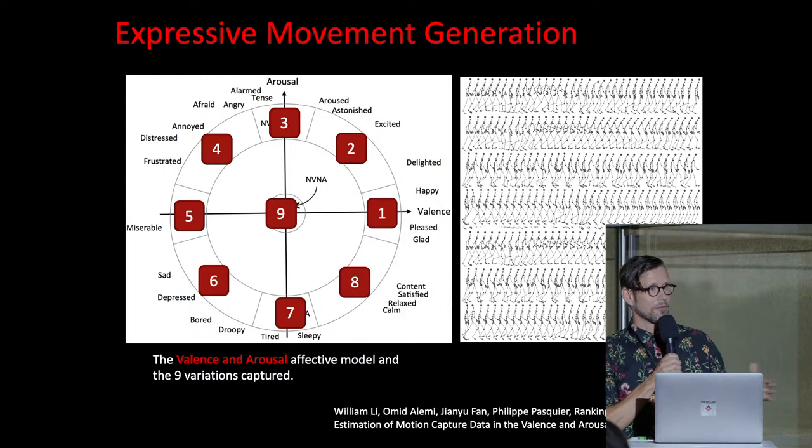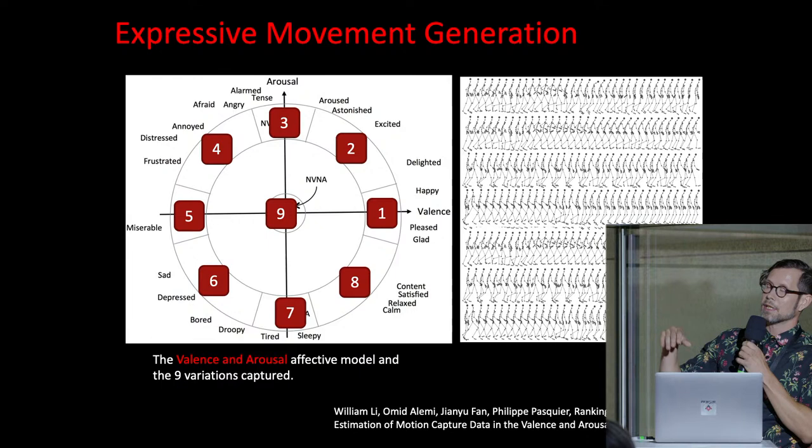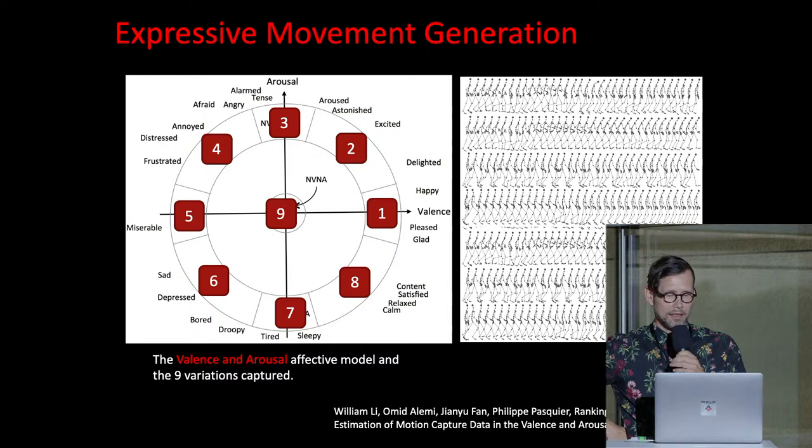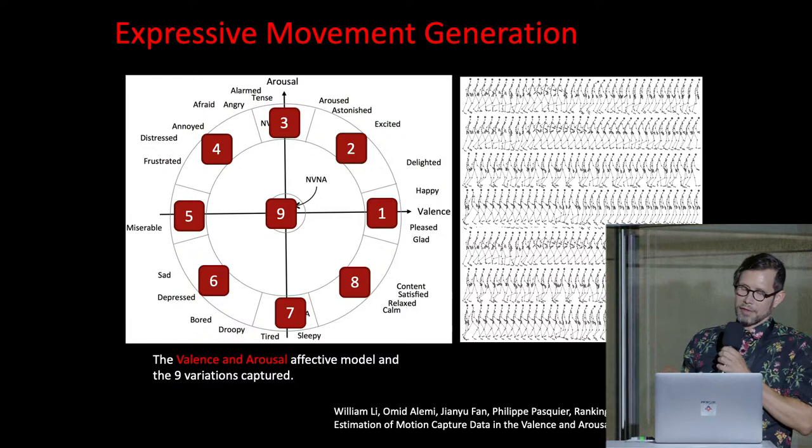Here we use the valence arousal model. Valence is positive or negative, happy or sad. Arousal is low, you're tired, or high, aroused, tense. If you have high valence and high arousal, then you're excited, etc. And so we record those actors in a number of different states, and they're really good at playing it, and we have this database. Then we do what we call ground truthing.